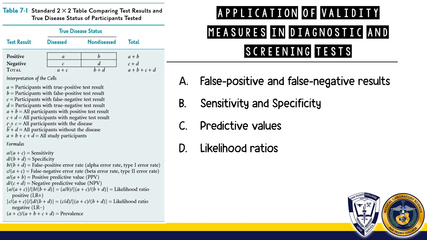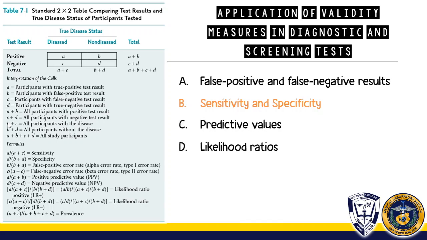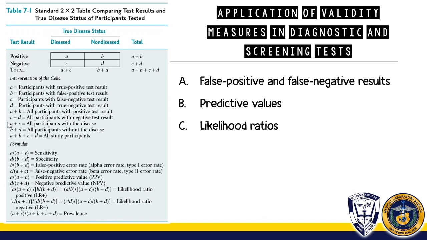Now, since we are done discussing your sensitivity and specificity in the previous, or the first part of our video lecture, I will remove it here. But it is still part of your measures of validity. So let us just focus on these three: your false positive, your false negative result, your predictive values, and your likelihood ratios.